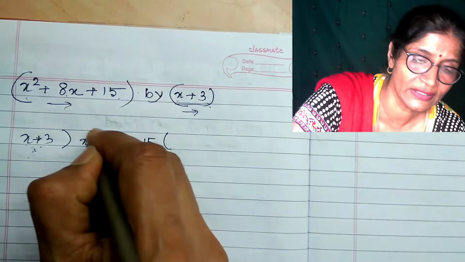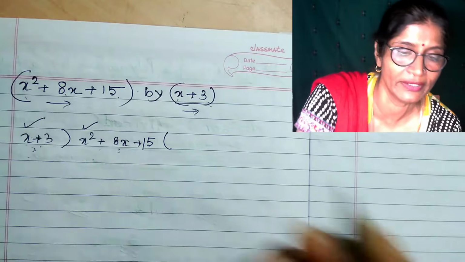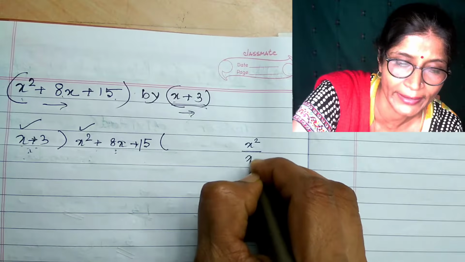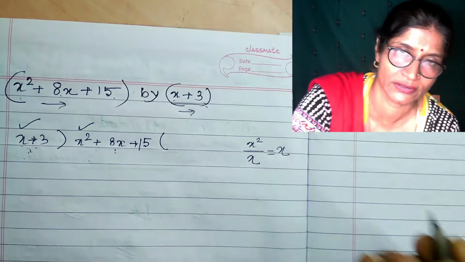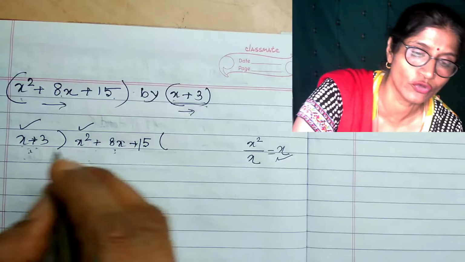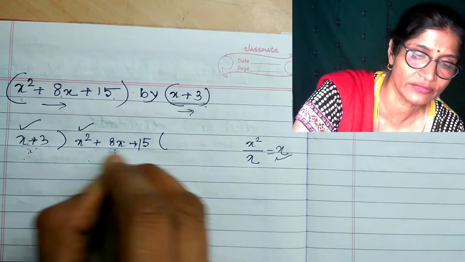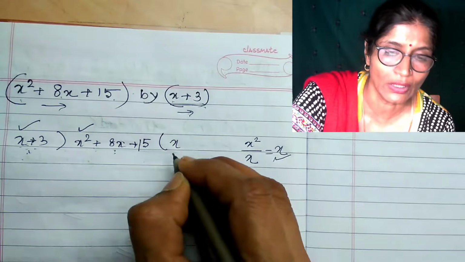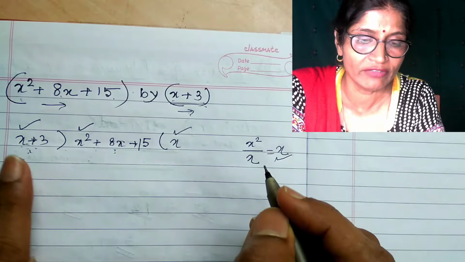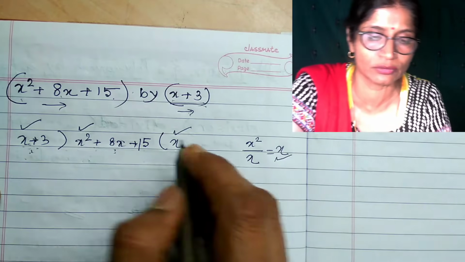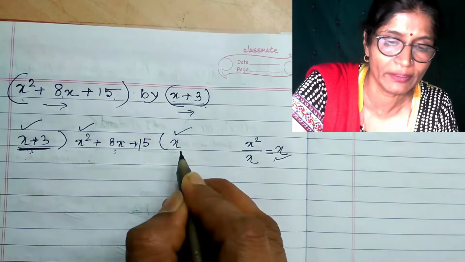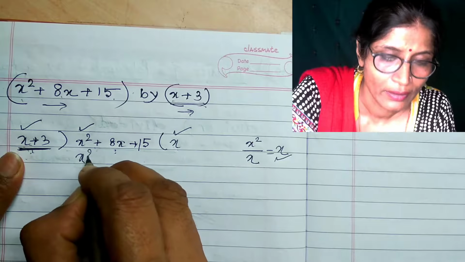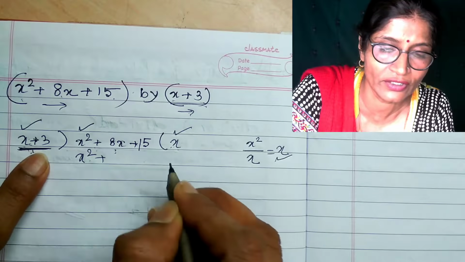Now next, the first term of this will be divided by the first term of this. Let's see what quotient we will get. x square divided by x, then I will get x. So the first quotient will be x. Now by this x I will multiply both these terms. x into x is x square, and 3 into x is 3x.